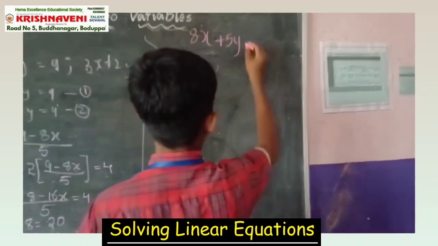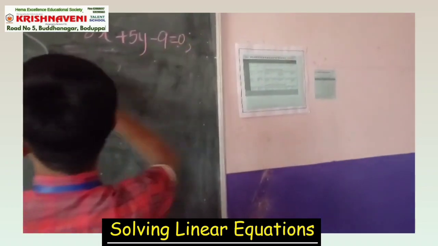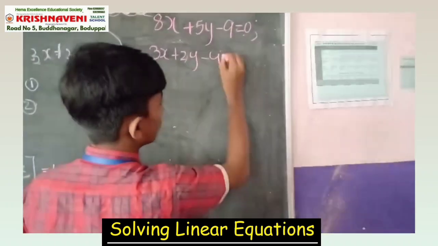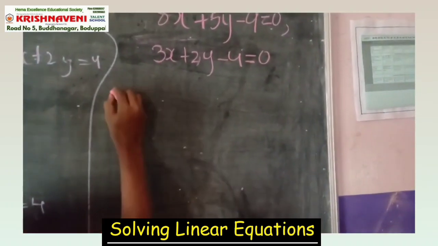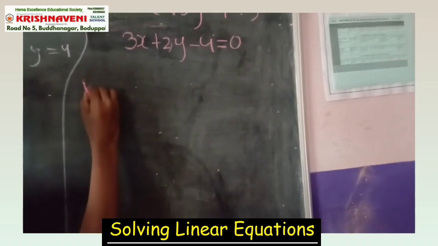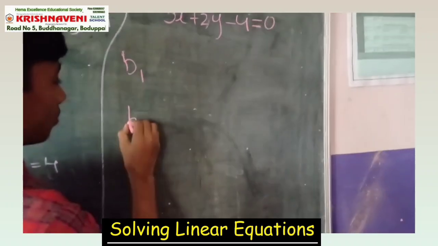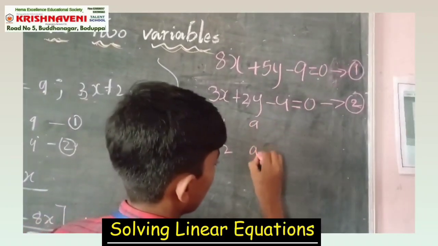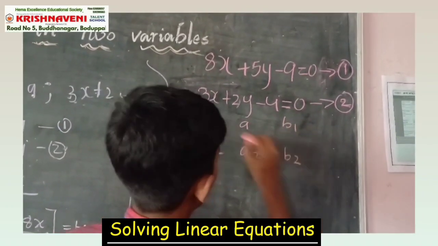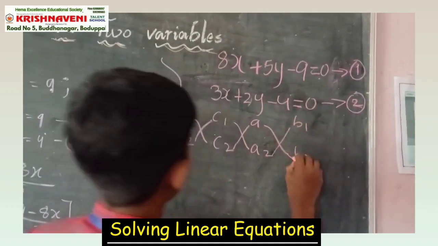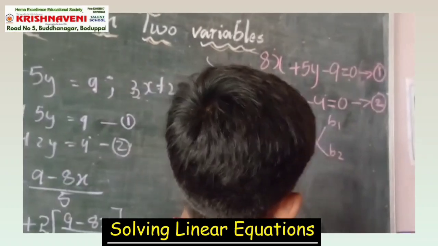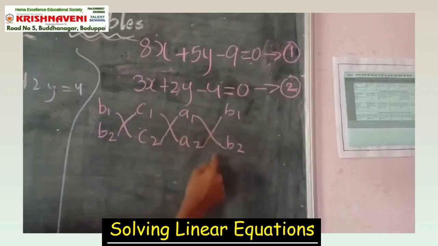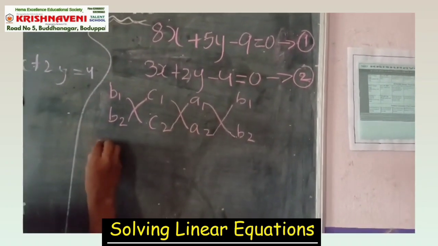This means it goes to this, minus 1, and it equals 0. Here plus, plus, four comes to this side and becomes minus. It goes to 0. Here you know the formula. Here B1 is equal to 5, B2 is equal to 2 and C1 is equal to minus 9, C2 is equal to minus 4, A1 is equal to 8, A2 is equal to 3, B1 is equal to 5, B2 is equal to 2.